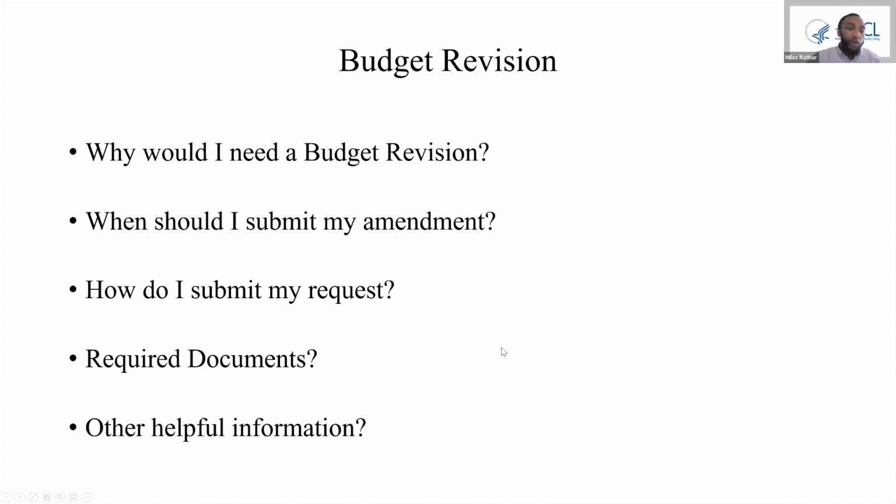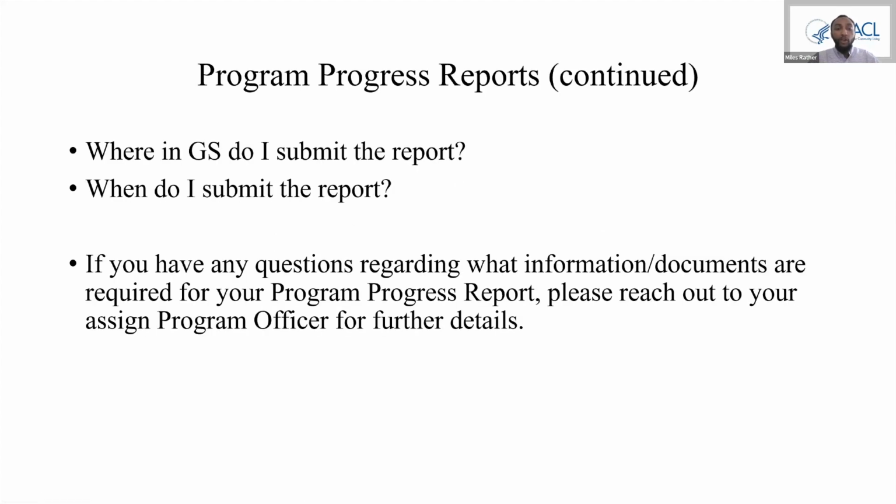Now we will go into the program progress report, and give a little general information here. Your program progress reports are expected to be submitted as a grant note in Grant Solutions. Many of you already know this because we said this during the informational call that we had earlier. You have 30 days after the end of each 6-month interval to submit your report as a grant note. If you have any specific questions regarding your program progress report, please reach out to your assigned program officer, as the report is a document that they will review and not your grants management specialist.